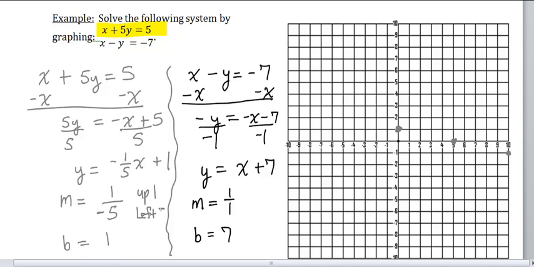Had I done that, instead of going down 1 and right 5, I could have gone up 1 and left 5, right? So the top number tells you to go up or down. Positive is go up, negative go down, and the bottom number on my fraction tells me to go right or left. If it's positive, go right. If it's negative, go left. So let's say I go from my y-intercept, I can go up 1 and to the left 5, 1, 2, 3, 4, 5, and I have another point on my line. And then again, I can go up 1 and to the left 5, and I have another point on my line. And then I can connect my dots as best as I can.